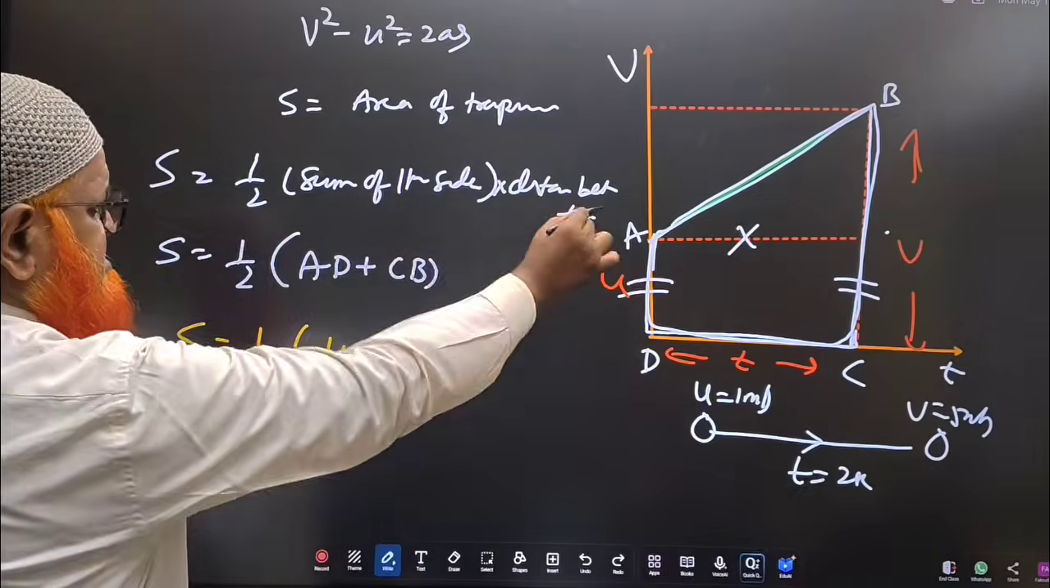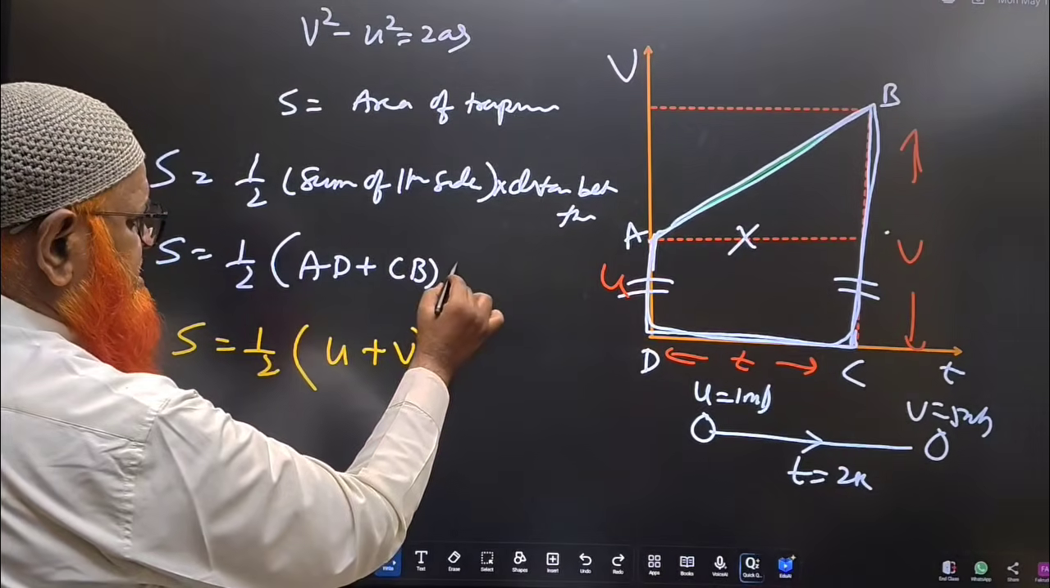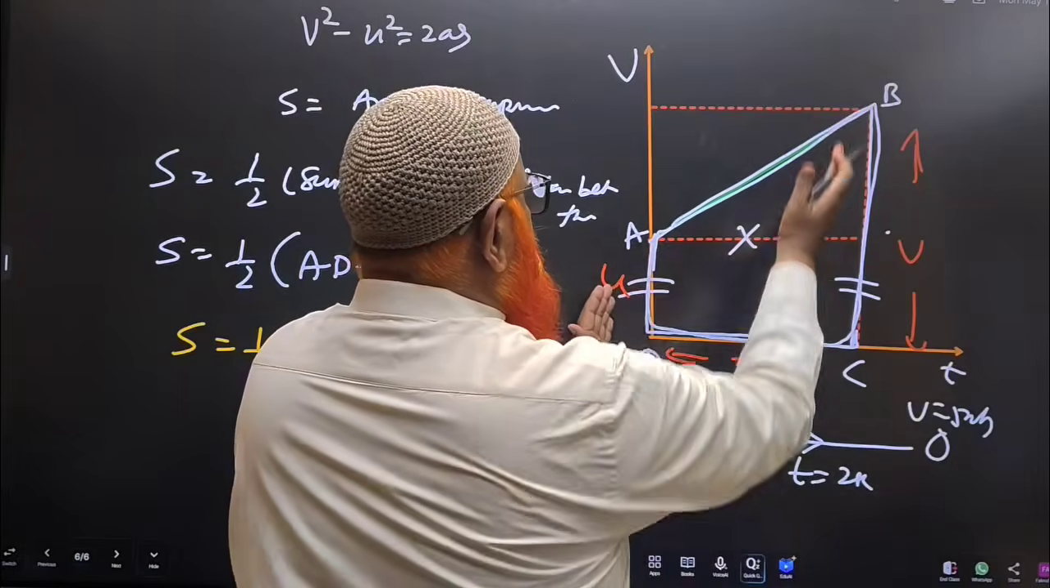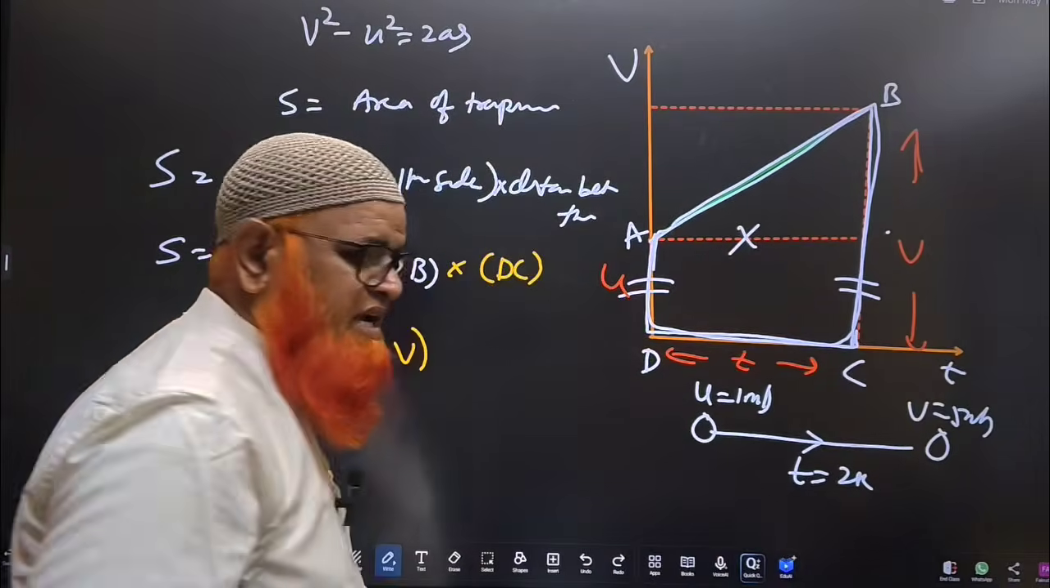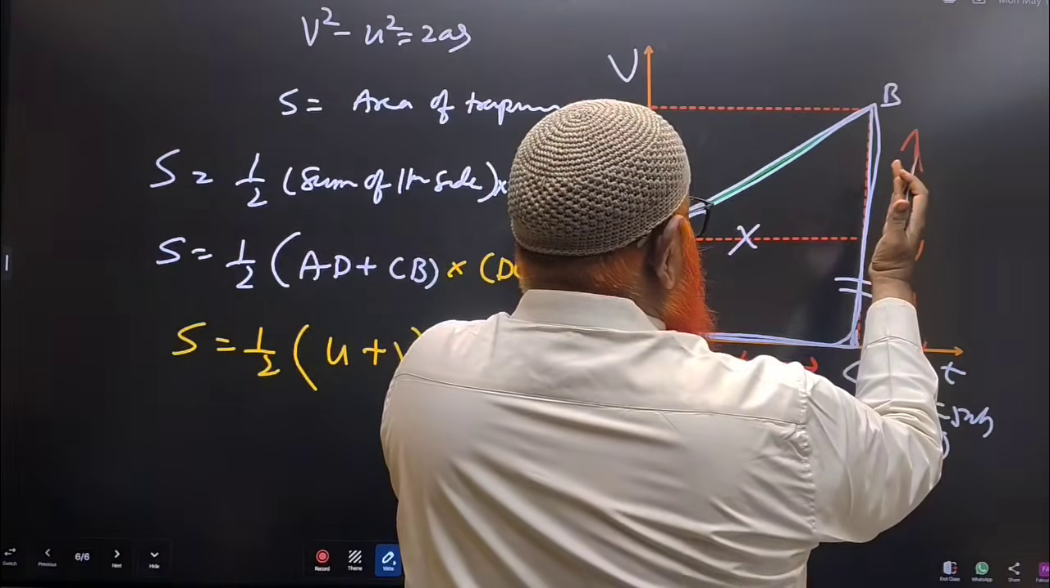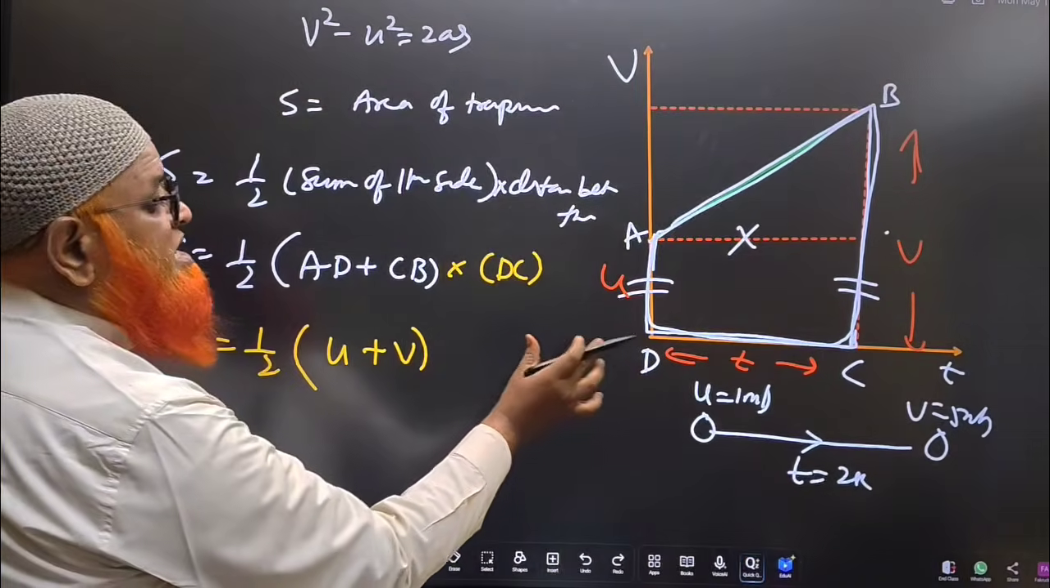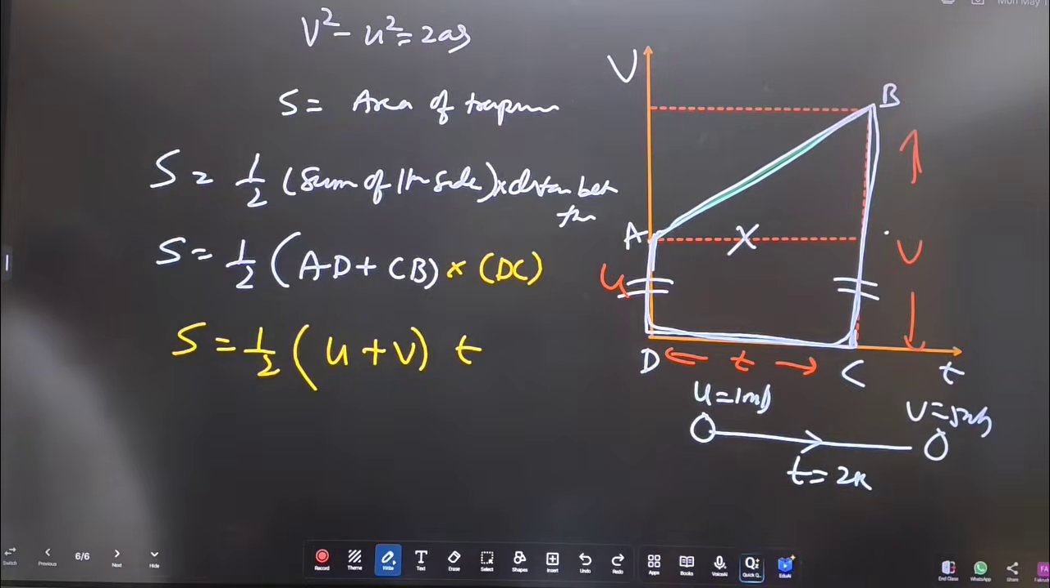Understand? And the distance between them, what is that distance between them? You can take this as DC. Parallel sides, sum of the parallel sides means AD plus BC. The distance between them can be taken as CD or DC, whatever it will. The parallel sides and the distance. Okay, so I have taken u plus v, and BC is nothing but t here. BC is nothing but t here. Okay. So what will you do now?